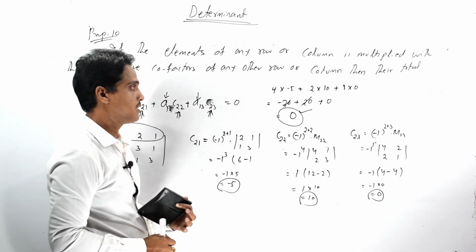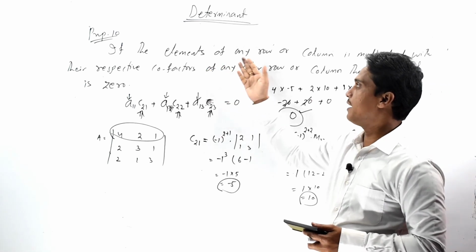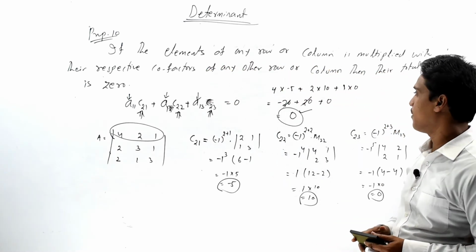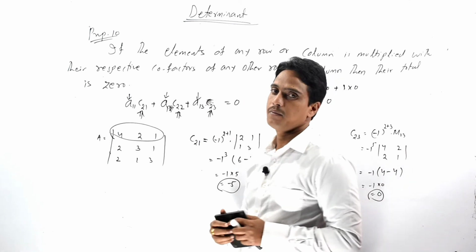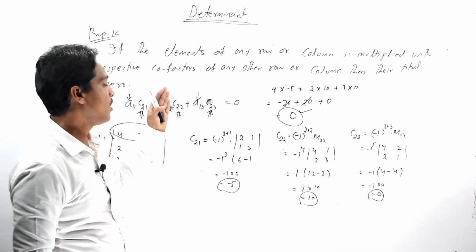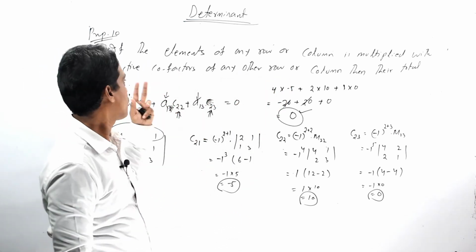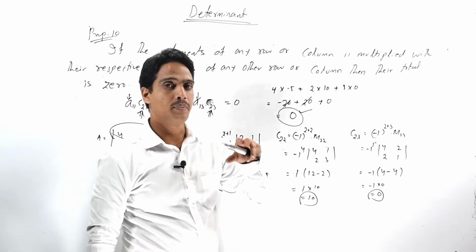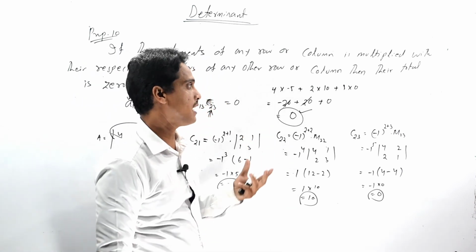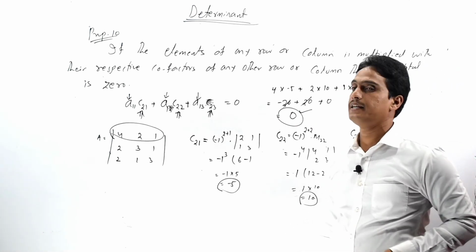So the 10th property indicates that if the elements of any row or column are multiplied with the respective cofactors of any other row or column, then their product total should be 0. So these are all our various properties of determinants.